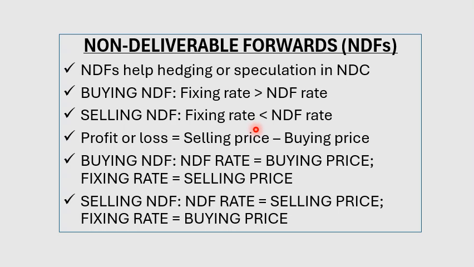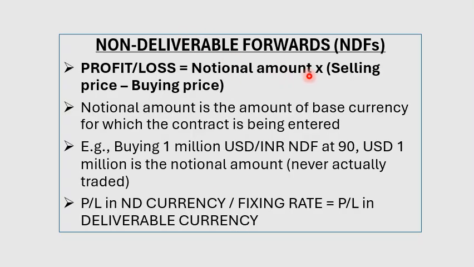Now, if a trader buys an NDF, the NDF rate will be the buying price, and the fixing rate will be the selling price of the base currency. If the trader sells an NDF, the NDF rate will be the selling price, and the fixing price will be the buying price. In general, the profit or loss will be the notional amount multiplied by the selling price minus the buying price. Here, the notional amount means the amount of currency being bought or sold. This amount is never actually exchanged, only the net settlement is done. For example, if a trader buys 1 million USD INR NDF at 90, USD 1 million is the notional amount.